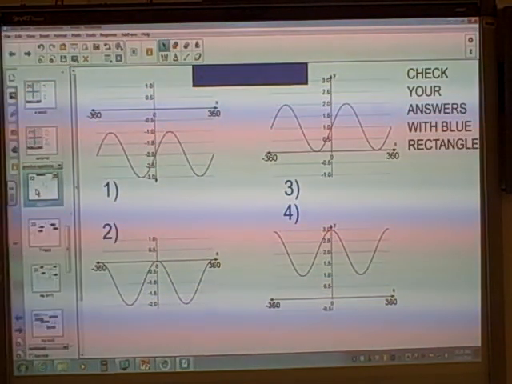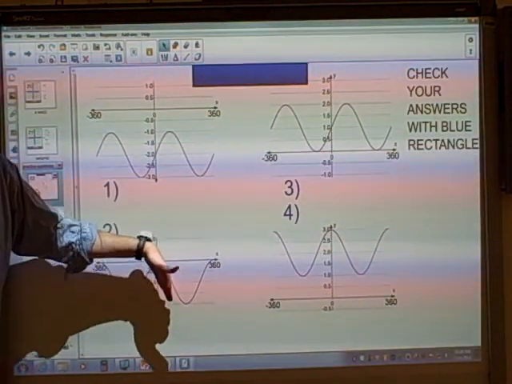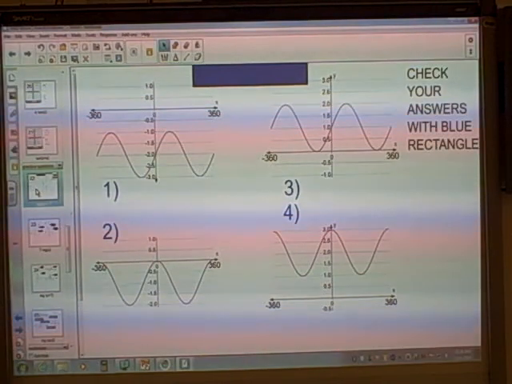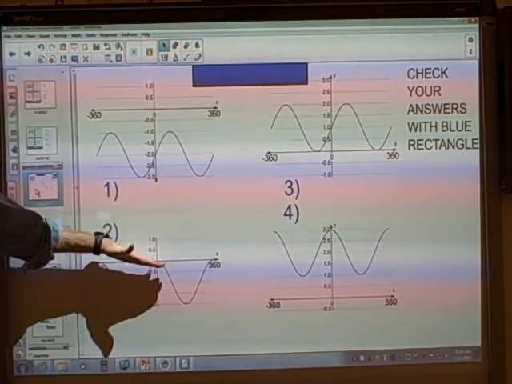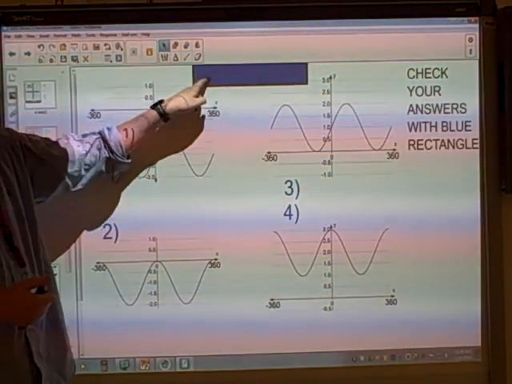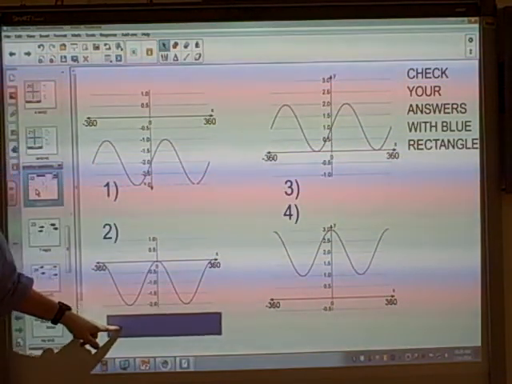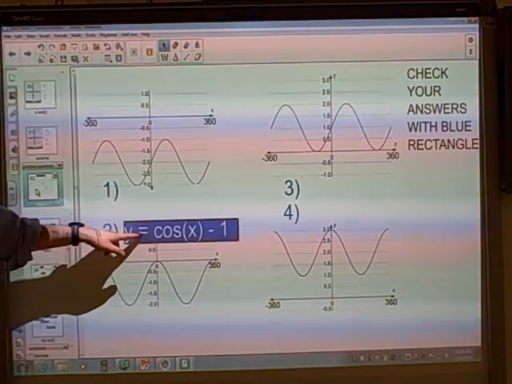Now if we go down to number 2, when we look at 0, we can see the graph is going down, which is the feature of cosine. Normally cosine starts at 1 though. This one started at 0, so I moved this down 1 place. So this must be cosine x minus 1.